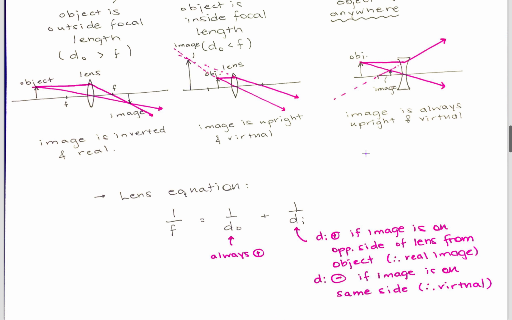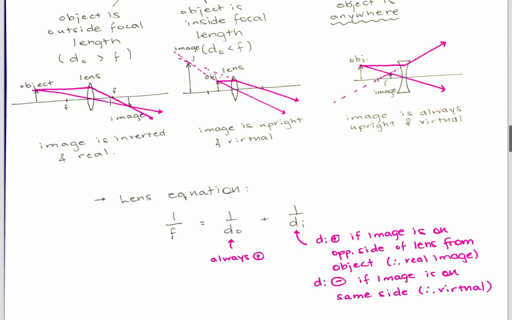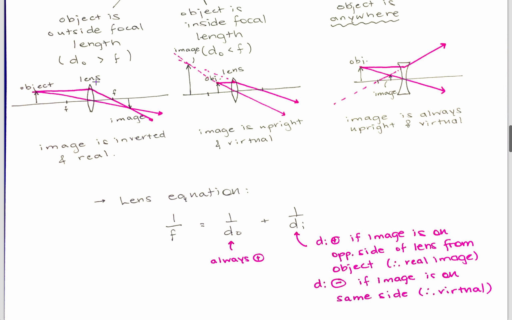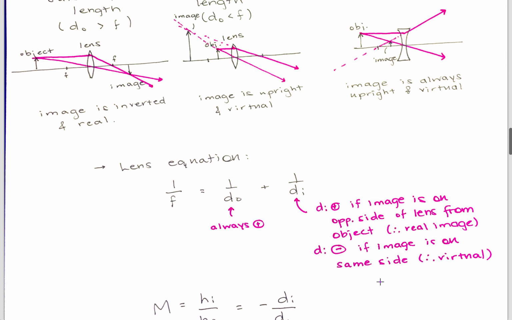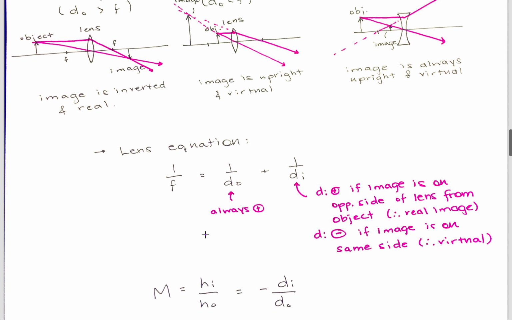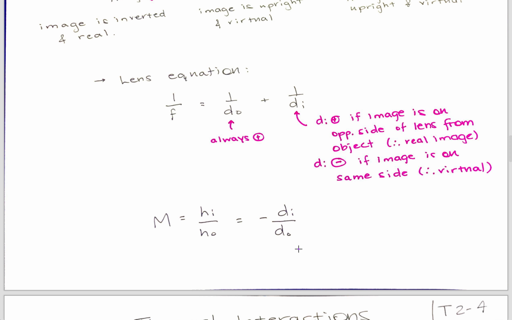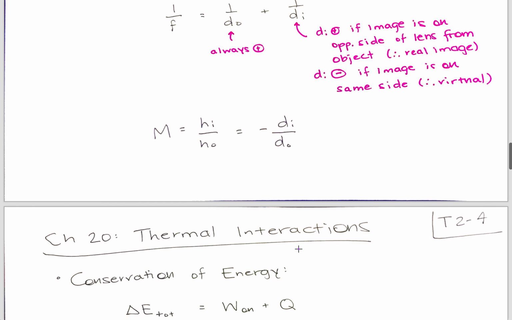So let me flip back up here. So here, for example, when we had a converging lens with the object outside the focal length, the image appeared on the opposite side of the lens from the object. Therefore, in this case, our di would be positive. When we had a converging lens with the object inside the focal length, however, the image appeared on the same side of the lens as the object. Therefore, our di would be negative. And we are dealing with a virtual image there. Okay, so there's our lens equation. And we said f was positive for a converging lens and f is negative for a diverging lens. We also have the magnification equation, which is fairly straightforward.